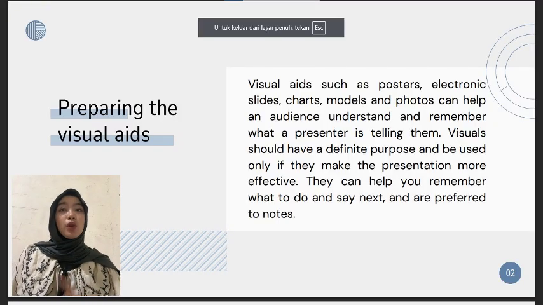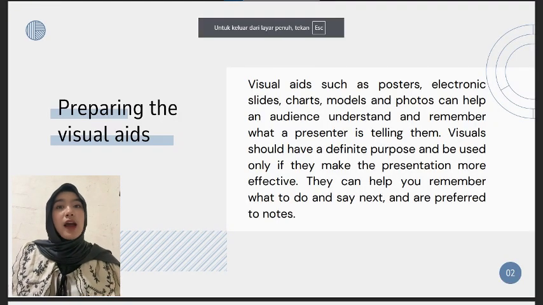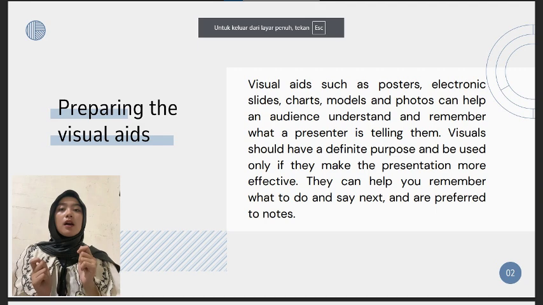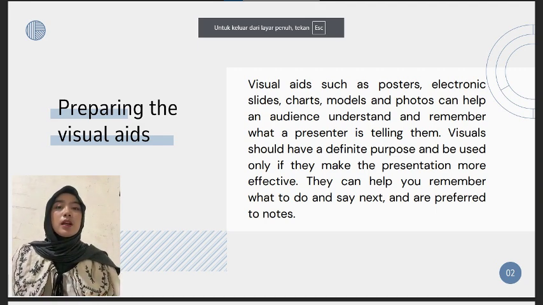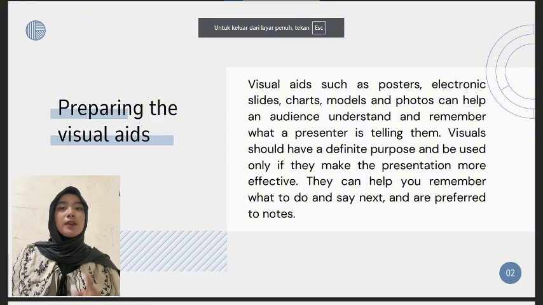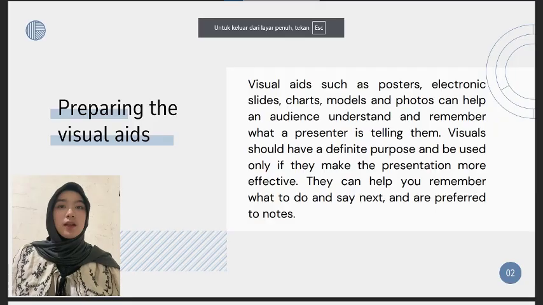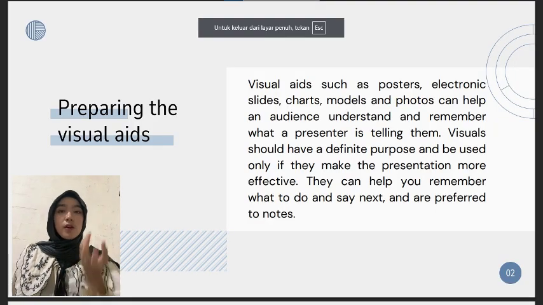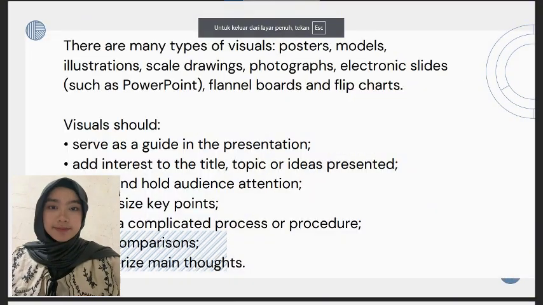Effective visual aids not only support the audience's understanding but can also help the presenter stay organized and remember what to say next. In many cases, visuals are preferred over written notes as they encourage a more dynamic and interactive presentation style, without the risk of monotonous delivery. Next material about.